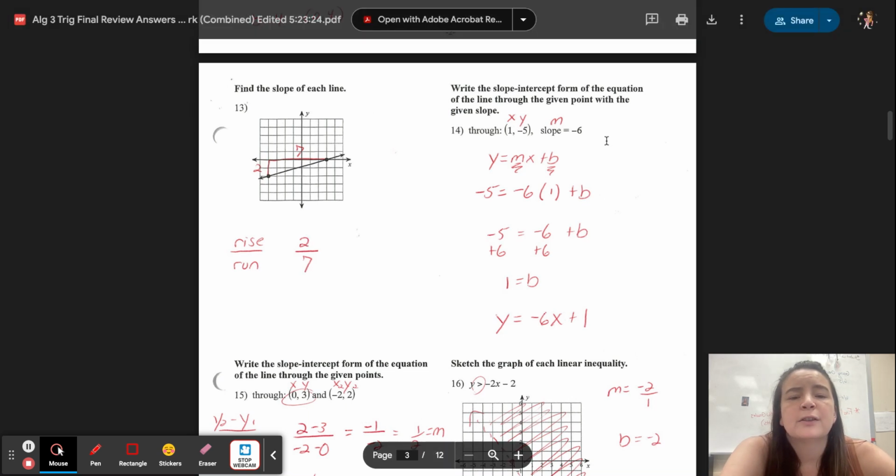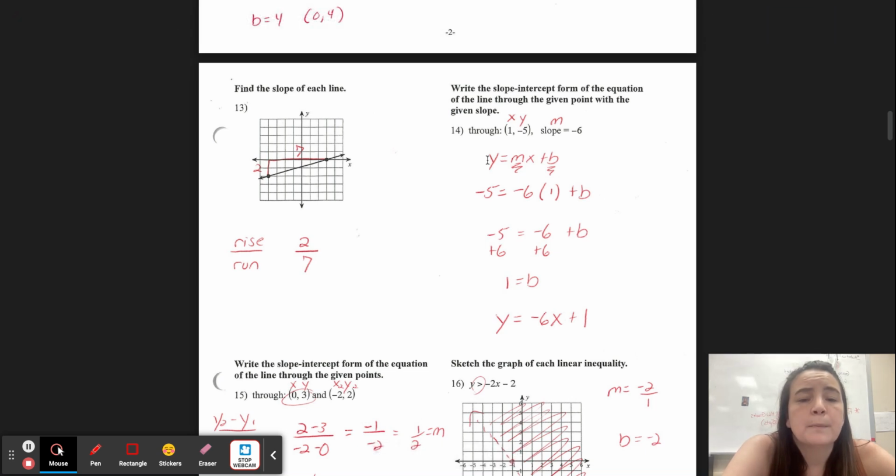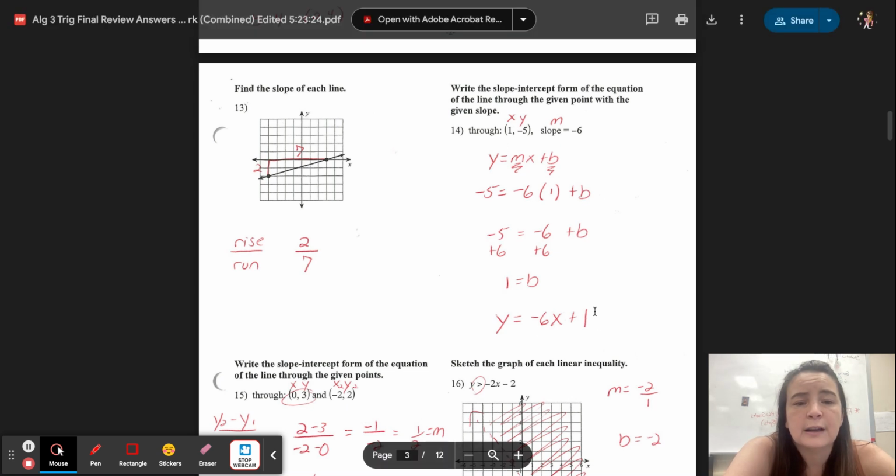For number 14, we had to write the equation. They give us a point, they give us slope. You're going to use slope-intercept form. When we write an equation, you're using this format. The only thing that you need to find are the m and the b, and those will be changed to numbers that you see at the end.